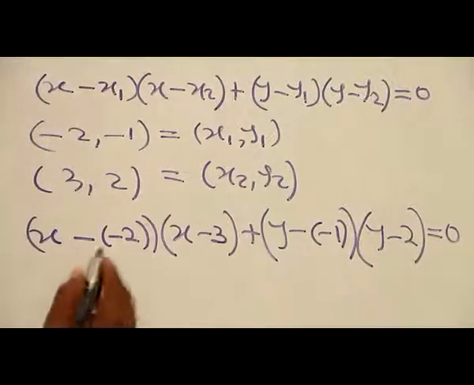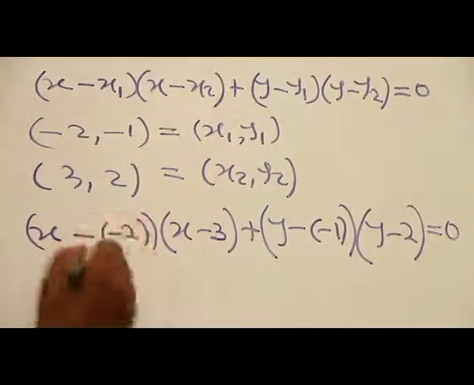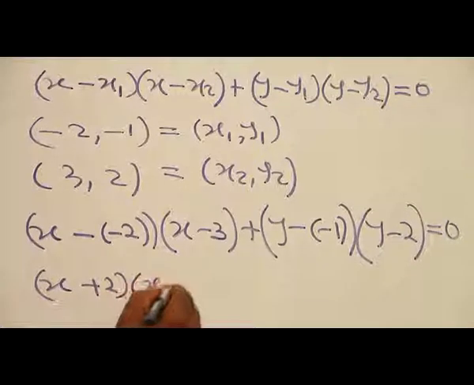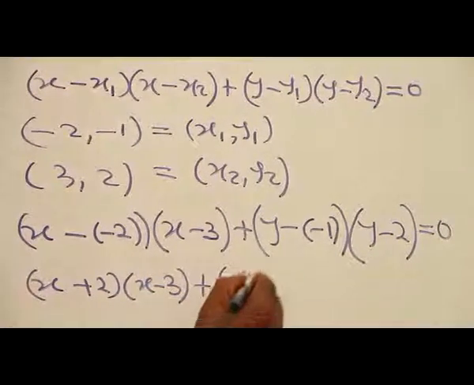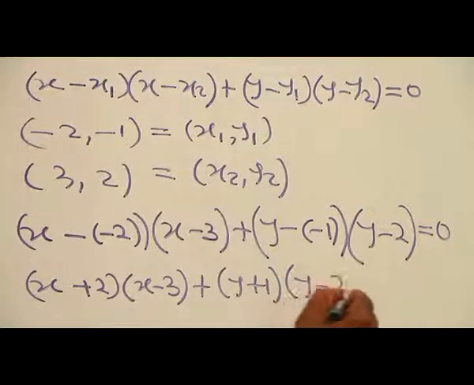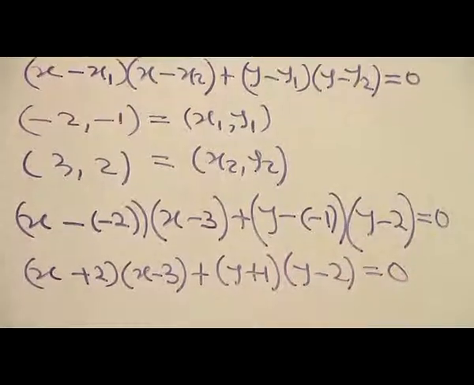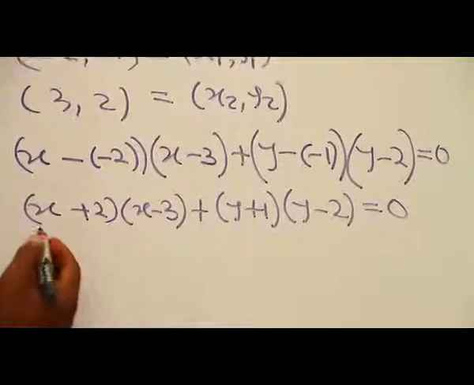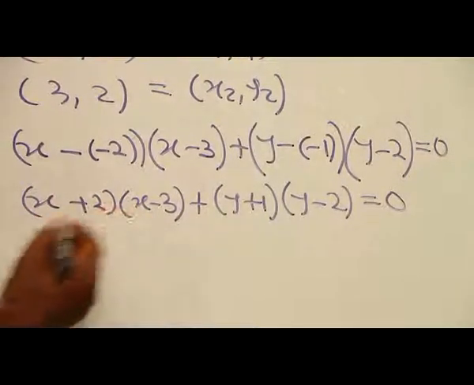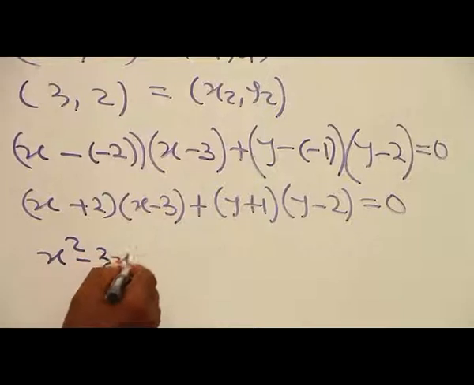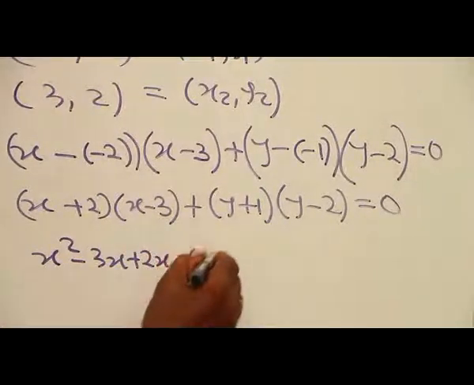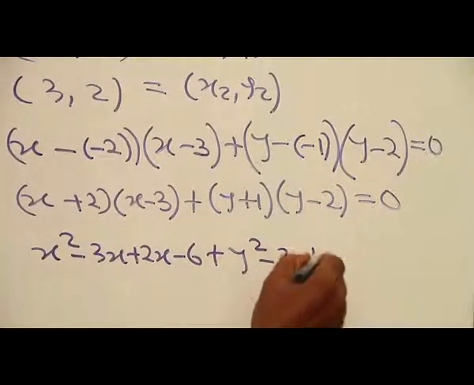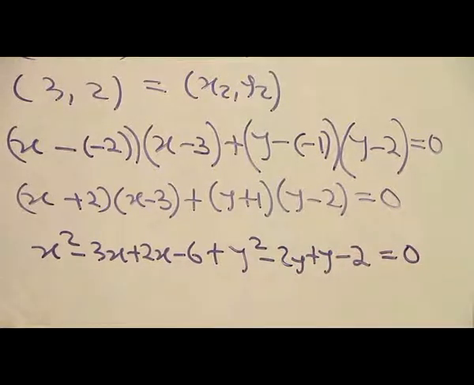Let's simplify this. First of all, simplify inside the bracket. So we have s plus 2, and then we have s minus 3. We have y plus 1. We have y minus 2. Everything is equal to 0. Now with that, we will expand or open the bracket, using the smiling face or whichever method you would like to use. s squared minus 3s plus 2s minus 6. Then we have y squared minus 2y plus y minus 2, everything equal to 0.